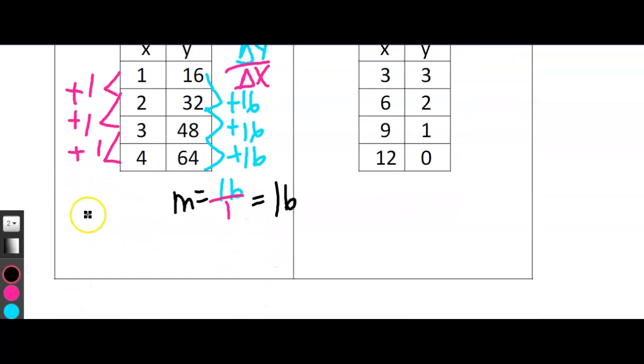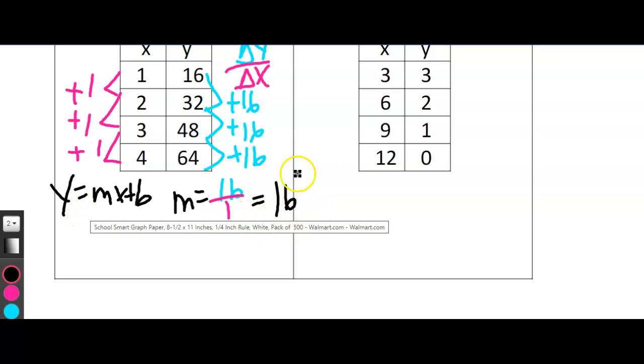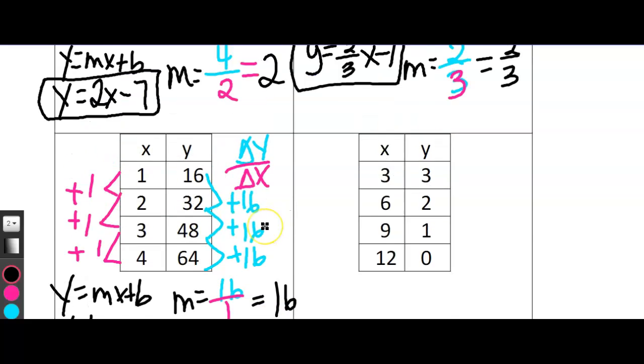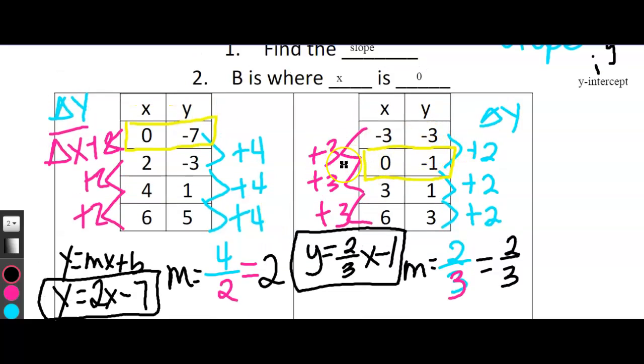So in our equation, y equals mx plus b, I know that my m, or my slope, is 16. So I'm going to put that there. y equals 16x, and then I don't know my b yet. But the trick, like I've told you, is to always figure out where x is 0.